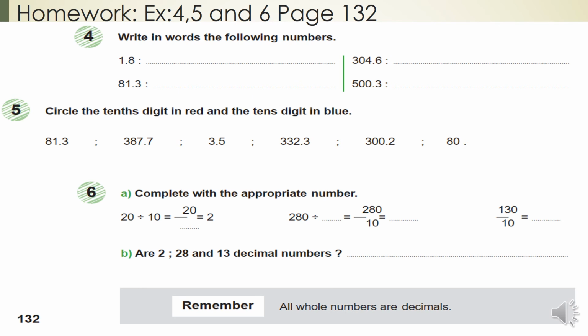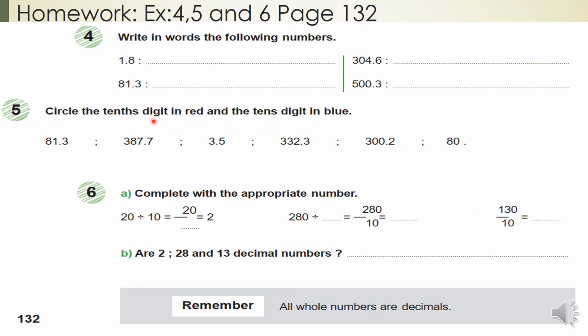Now we have as a homework to solve exercises 4, 5 and 6, page 132. In exercise number 4, we have to write in words. In the first example, 1.8, we have to write it in words. 1.8 or 1 and 8/10. Excellent. In exercise number 5, we have to circle the tenth digit in red and the tens digit in blue.